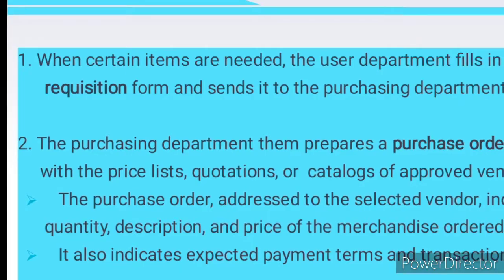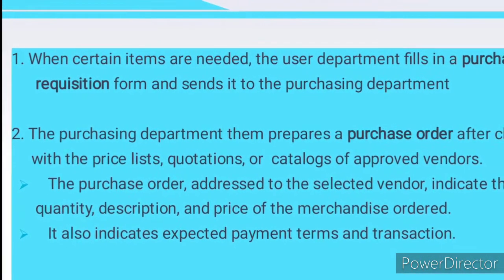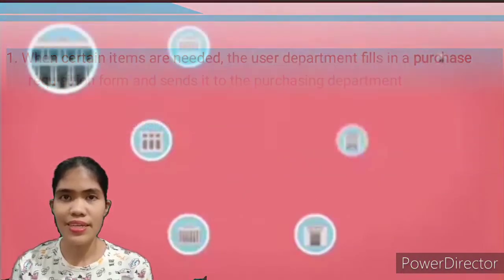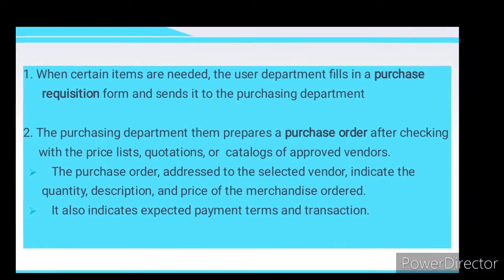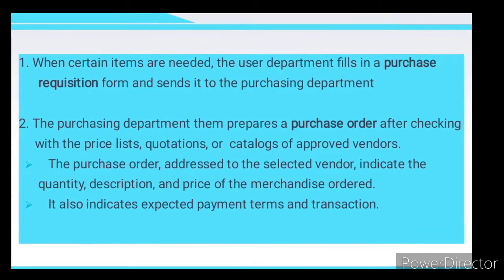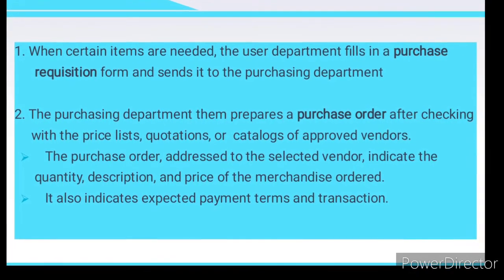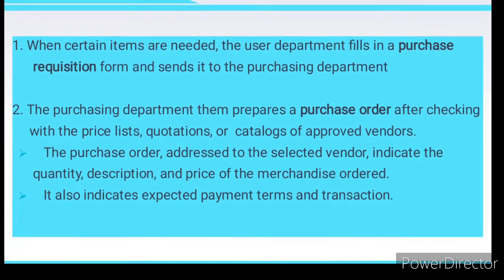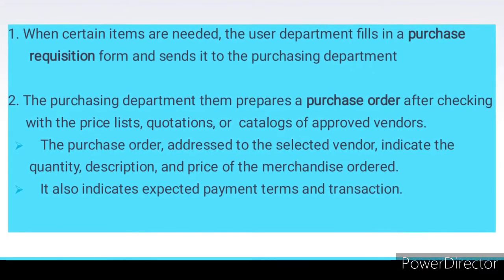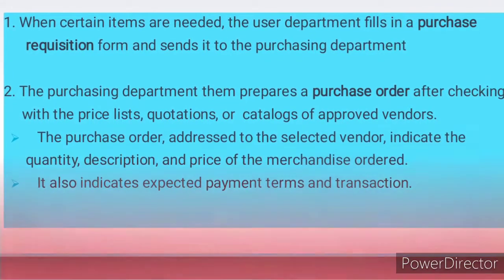First, when certain items are needed, the user department fills in a purchase requisition form and sends it to the purchasing department. The second is the purchasing department then prepares a purchase order, checking the price list, quotation, or catalogs of approved vendors. The purchase order addressed to the selected vendor indicates the quantity, description, and price of the merchandise ordered.